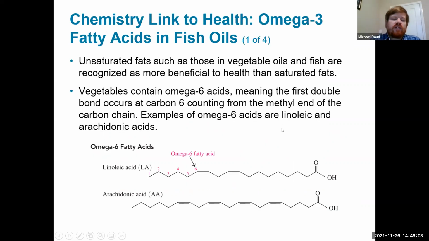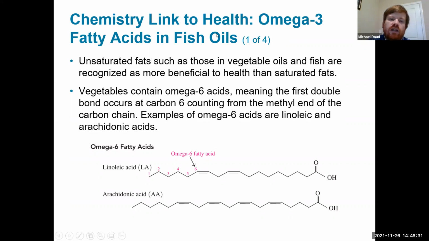Okay, let's talk about another thing, how these fatty acids are linked to health. That's something you probably heard of. People always say you need to have fish oil in your diet because fish oils are good for you. So why is that? Well, the reason that we talk about fish oils a lot in terms of health is that they have a particular type of fatty acid called an omega-3 fatty acid.